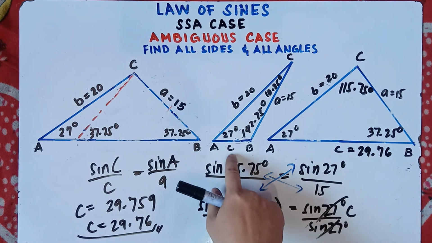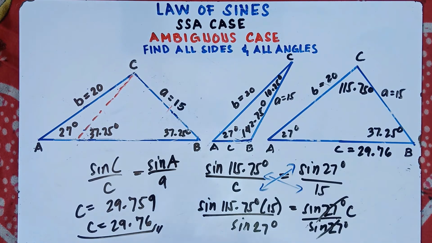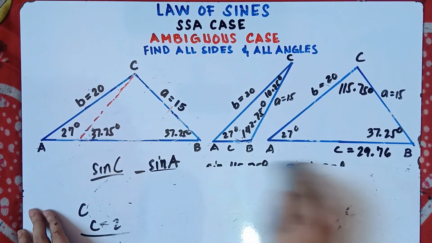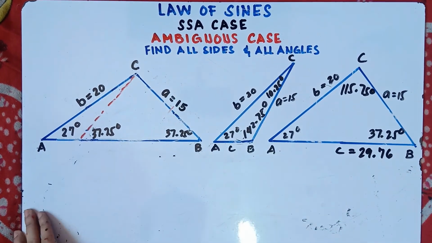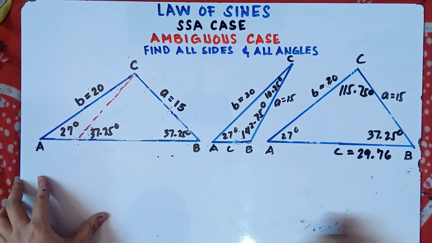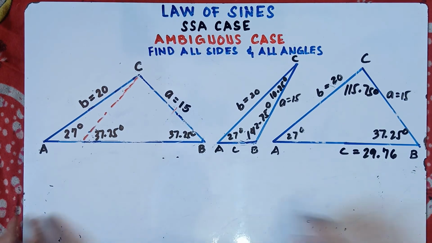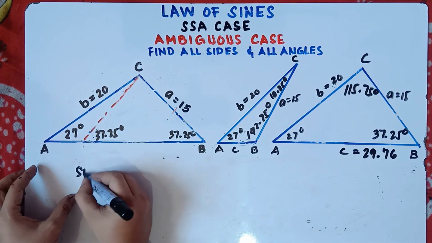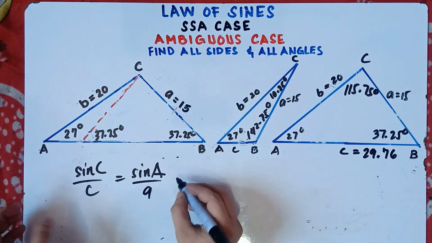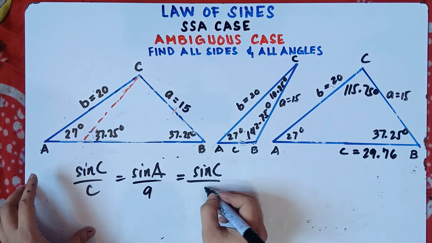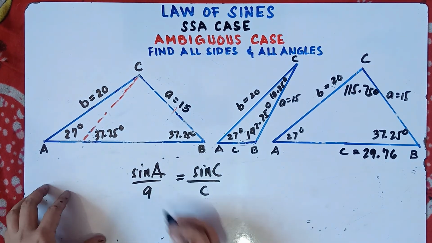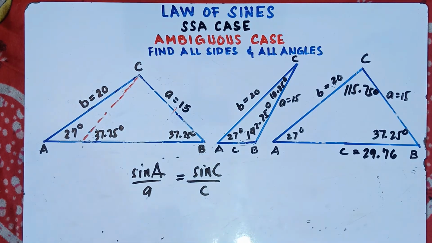So let's find side C in the small triangle. Let me just erase this one, class. Last one, and then we're all set. We can use sine A over A equals sine C over C, or sine C over C equals sine A over A. That's the same, class. Once again, we're focusing on the small triangle.